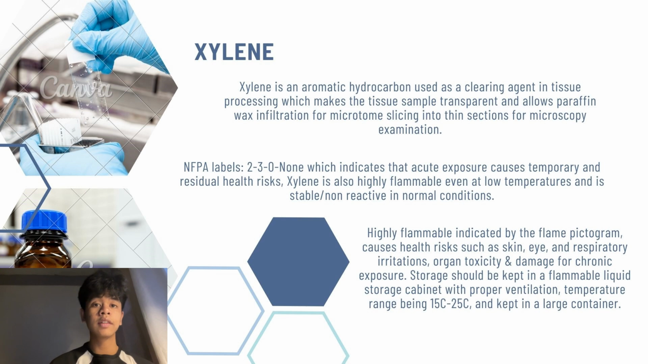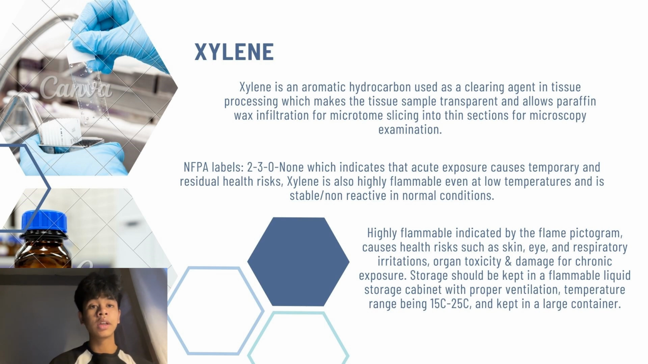For the GHS, xylene is highly flammable indicated by the flame pictogram, while it causes health risks such as skin, eye, and respiratory irritations as well as organ toxicity and damage for chronic exposure, as indicated by the exclamation mark and health hazard pictogram respectively.